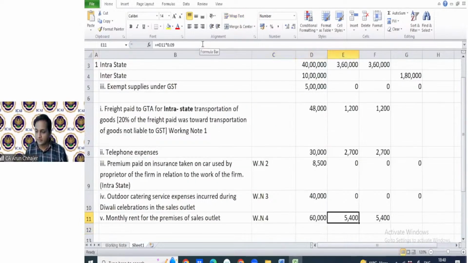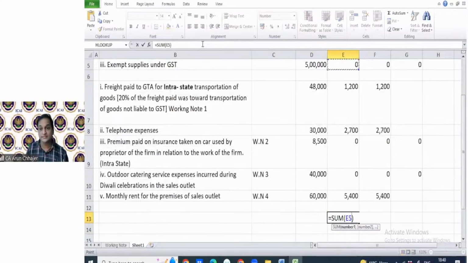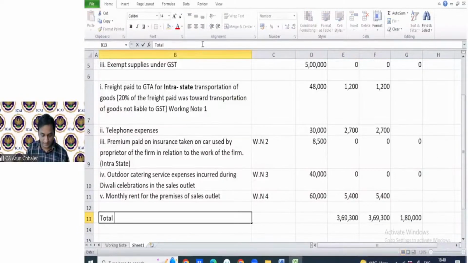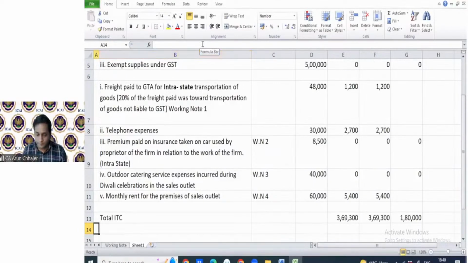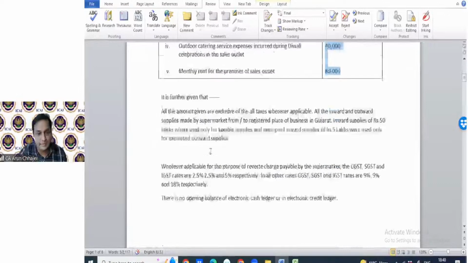So here I am saying CGST and SGST. Now make the total. How much are the taxes? So the total ITC is 3,69,300 and 1,80,000. Okay, so our first part is almost complete. Now I am moving to the second part. What is the second part of this question?